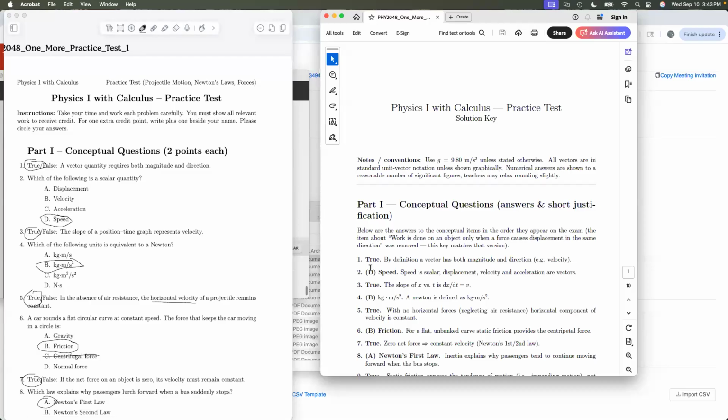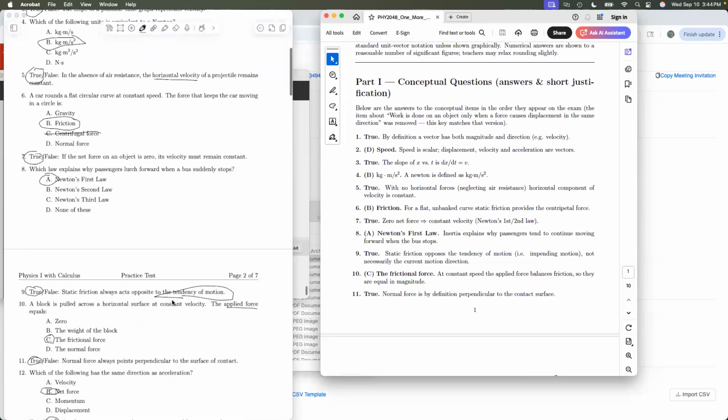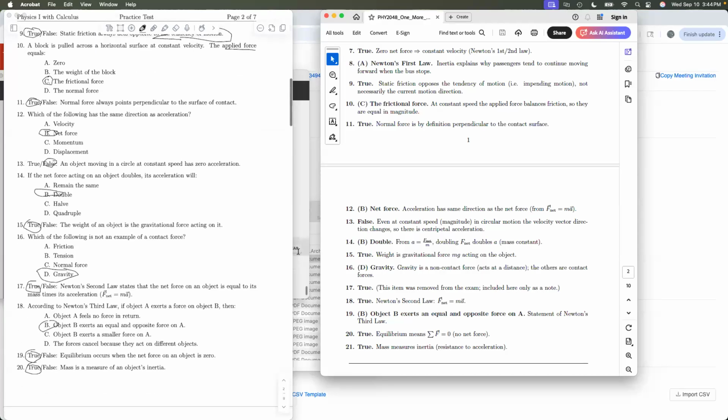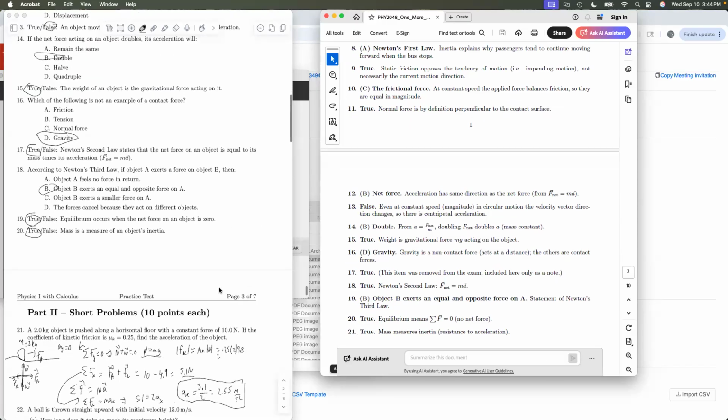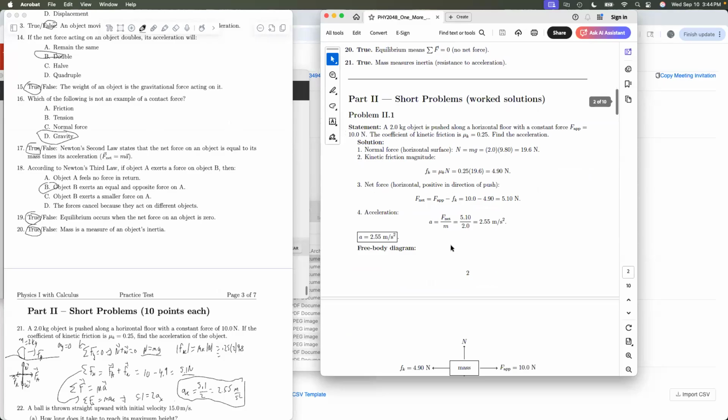True. D, true. B, true. B, true. I'm just seeing how good of a job it did. A, true. C, true. What am I on? 12B, false. Double, true, gravity. True, true. B, true, true. Oh, there's an extra question here. I don't know why there were 21 here and 20 here, but all the ones I went through I got right. Or they got right, I think.